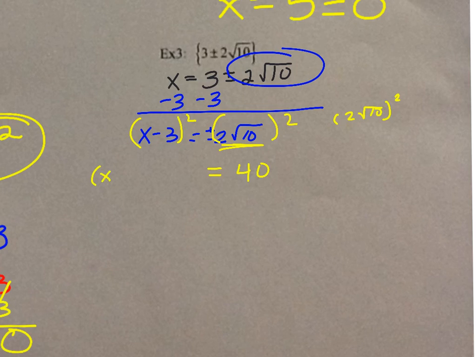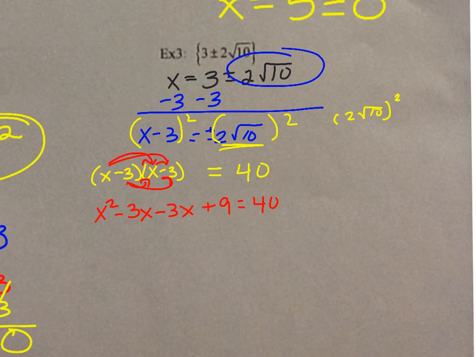So then on the left side, x minus 3 squared is x minus 3 times x minus 3. Now we're ready to double distribute. x times x is x squared. x times negative 3 is negative 3x. Negative 3 times x is negative 3x. Negative 3 times negative 3 is positive 9, equals 40. Clean up the middle here. x squared minus 6x, that's negative 3x minus 3x, plus 9 equals 40.